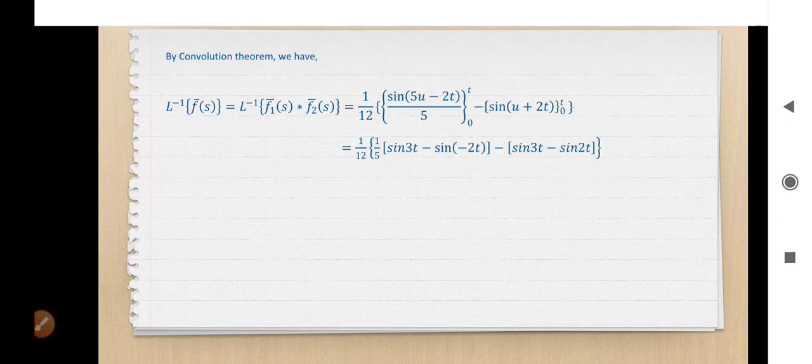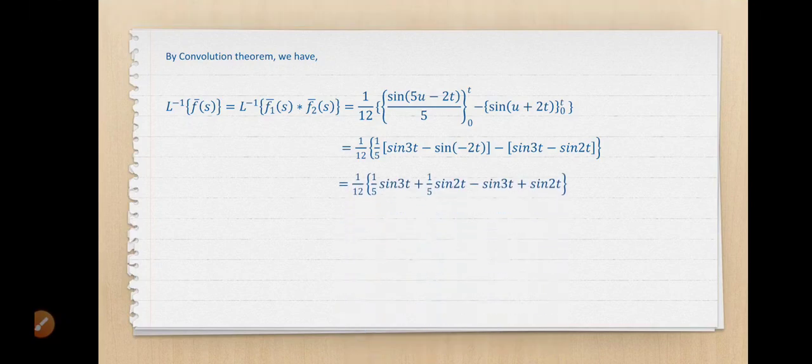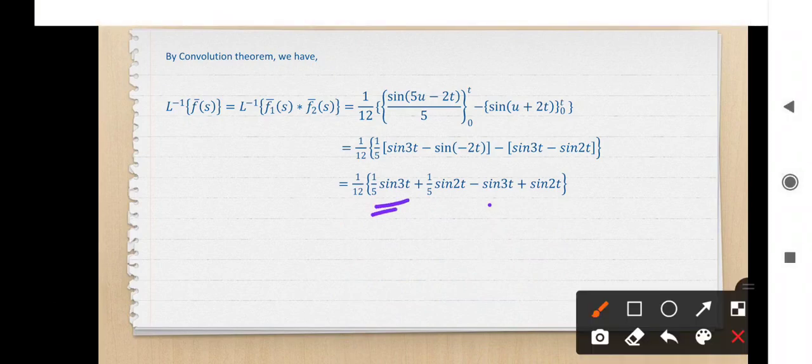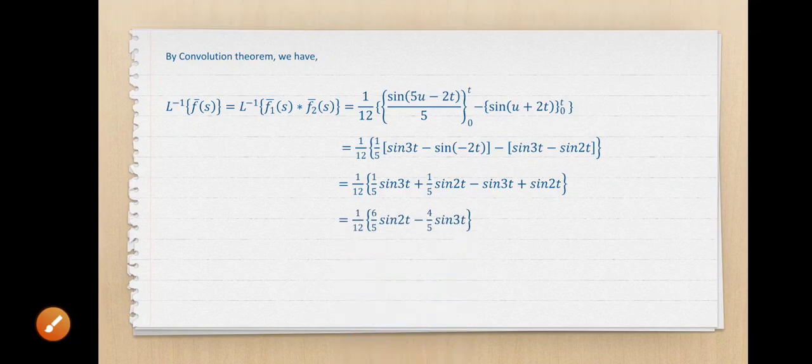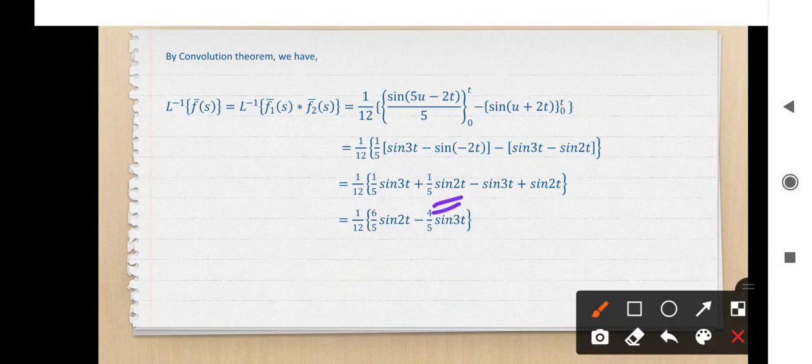So using that trigonometric result, we can simplify this step as 1 by 12 into bracket 1 upon 5u sine 3t plus 1 upon 5u sine 2t minus sine 3t minus minus plus sine 2t. Now you can combine the similar terms so as to get the simplified answer. So we get here 1 by 12 into 6 by 5u sine 2t, 1 by 5u sine 2t plus sine 2t gives 6 by 5u sine 2t.